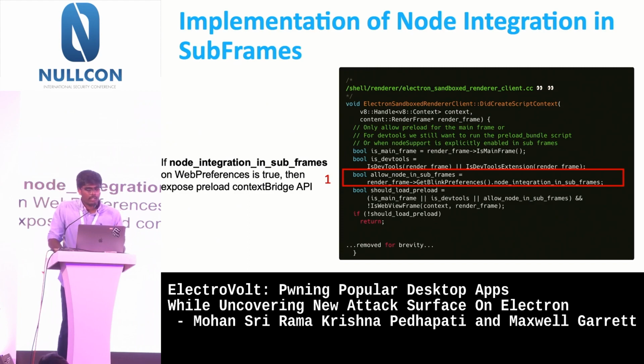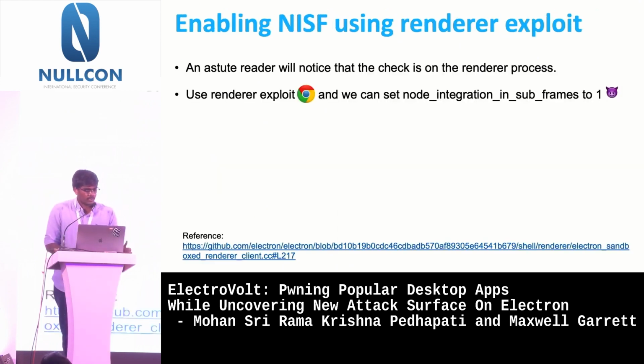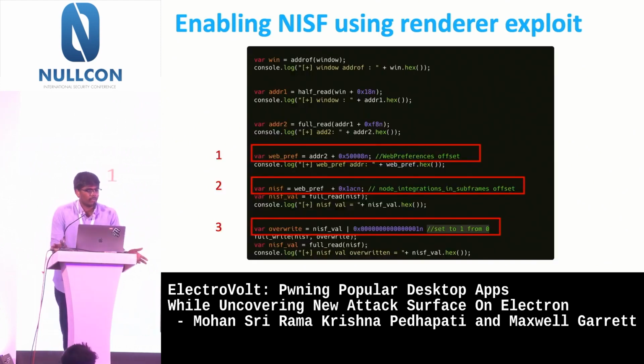not. If you carefully check, the check is taking place in the renderer process, which means using a V8 exploit, you find the offsets to these Blink web preferences, override them, and get access to node modules. Let's see how we can do that. If you notice, the check is running in a renderer process, right? So we just use a renderer exploit to set the node integration to 1. This is the exploit we used.